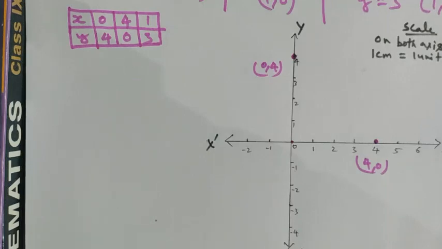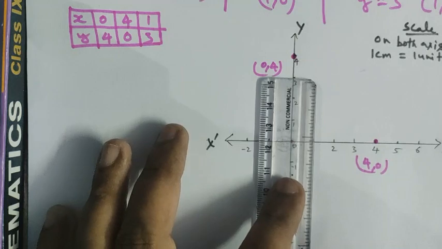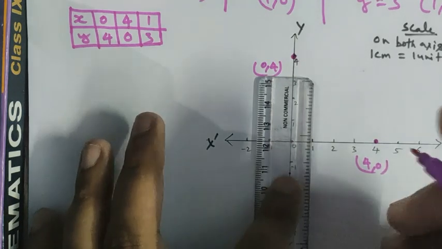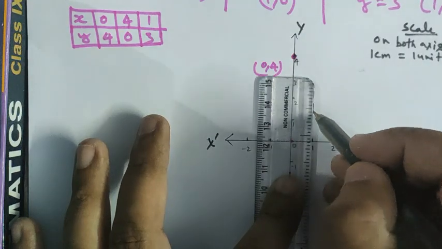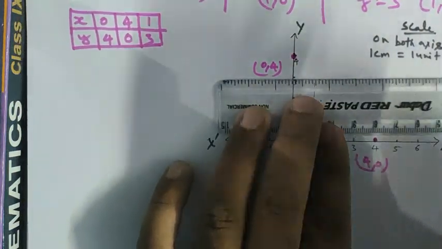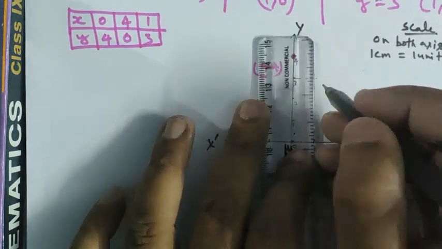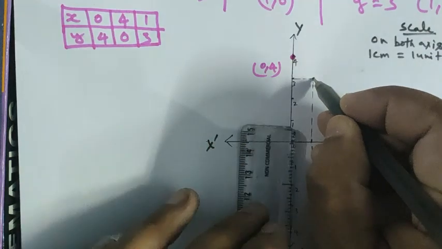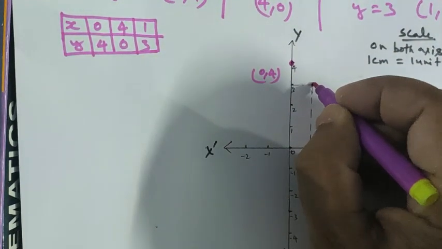The third point we have is 1 comma 3. For 1 comma 3 we can simply take the help of a ruler to draw it. This will be 1 comma 3. So this is the point 1 comma 3.